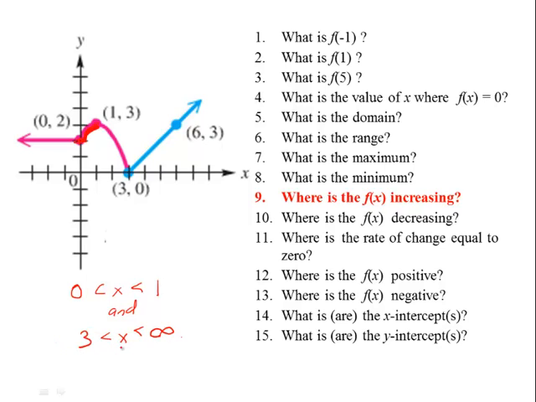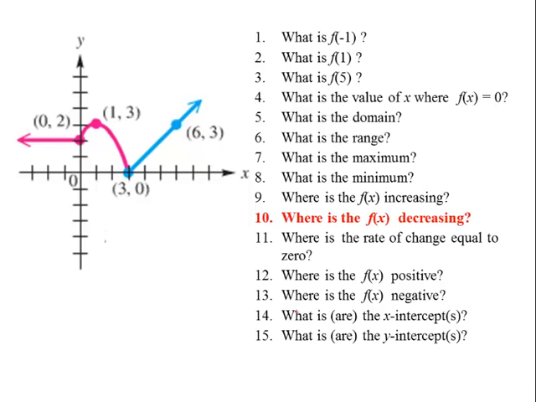Now another way of writing this is saying 3 is less than x, which is less than infinity. Everything's less than positive infinity. So another way we could write this is simply saying x is greater than 3. So our answer is all numbers in between 0 and 1 and numbers greater than 3.